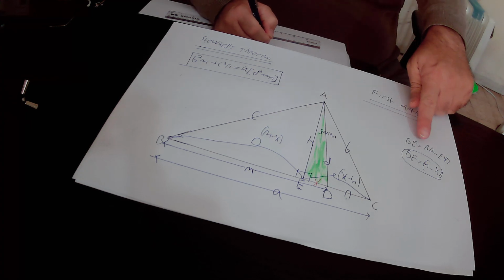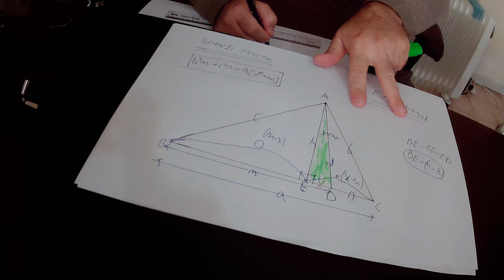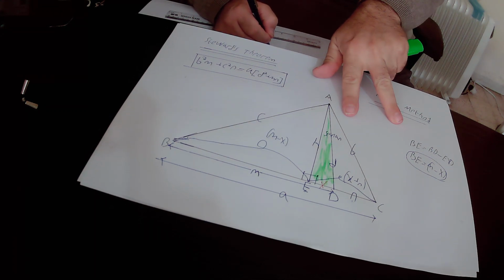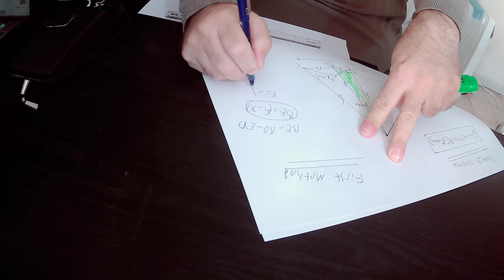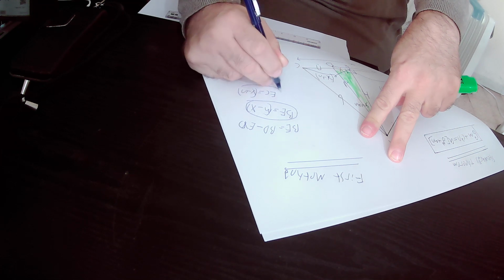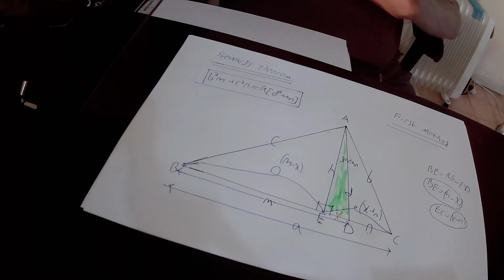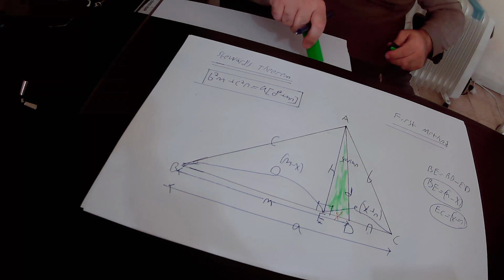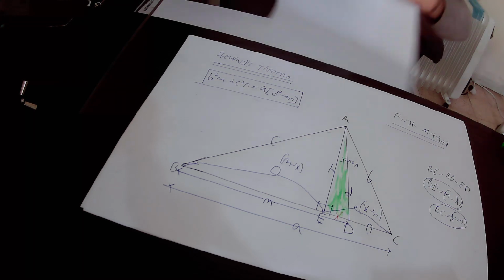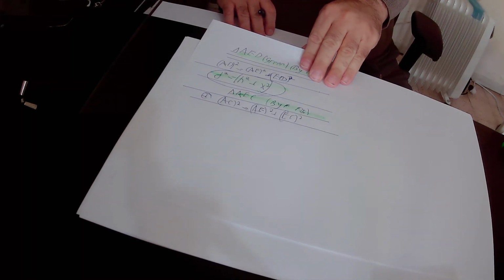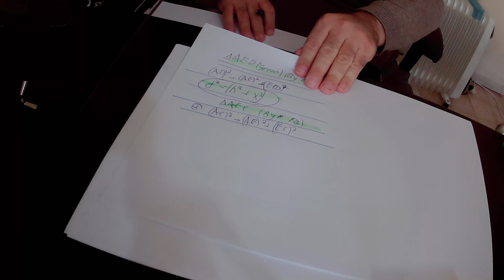And we already found out that EC equals x plus n. I can write down that EC equals x plus n. So in the right triangle AEC, according to the Pythagoras theorem, AC squared equals AE squared plus EC squared. Okay.